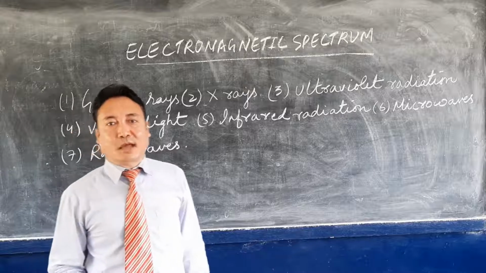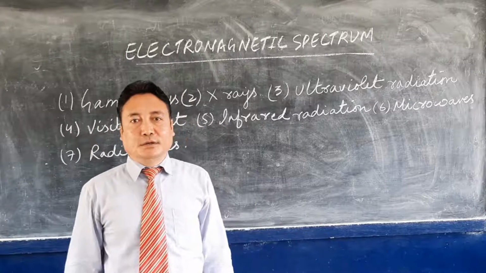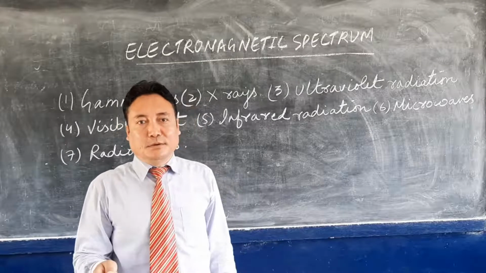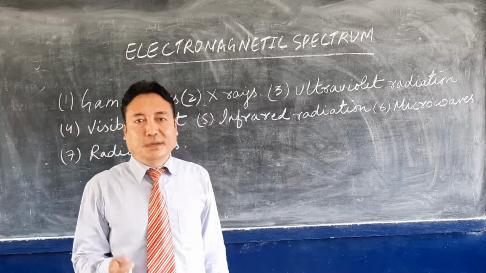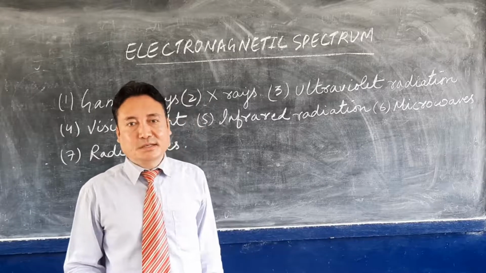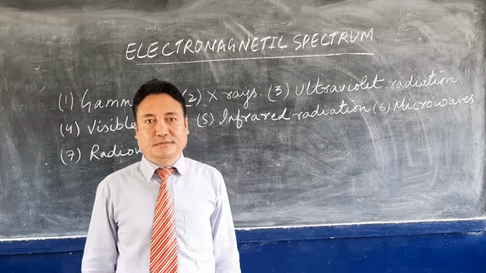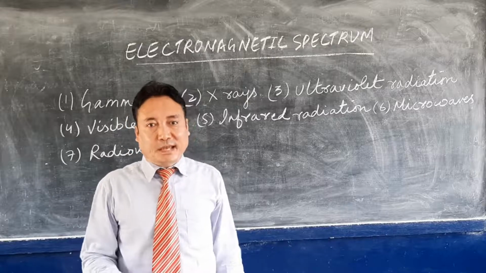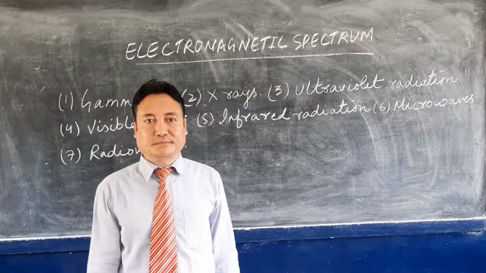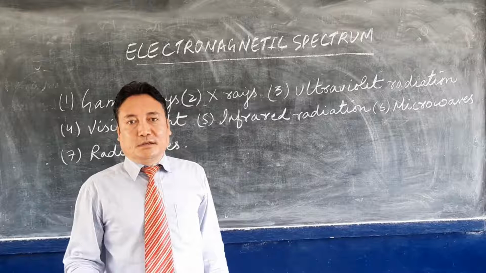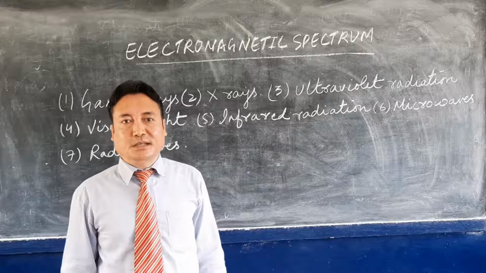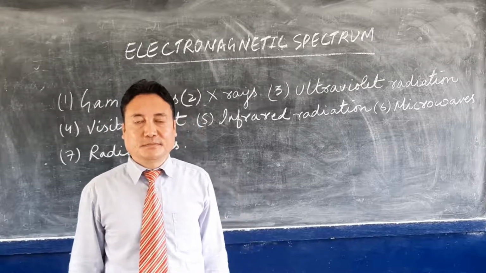Experimentally, it has been found that when light bends, that means when light passes from one medium to another, it behaves like a wave. And this behavior of light like a wave is known as electromagnetic waves. The waves which are associated with the light are known as electromagnetic waves.